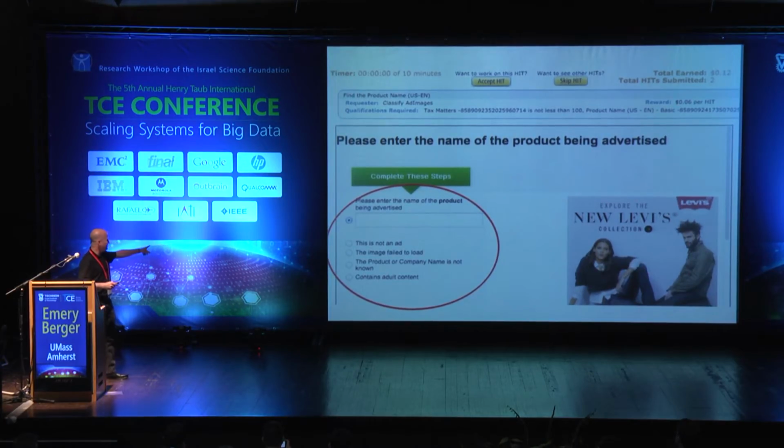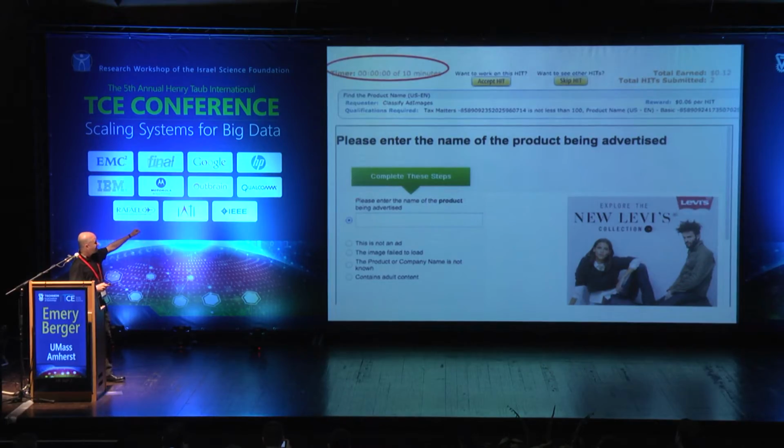This is not an ad. The image failed to load. It contains adult content, et cetera, et cetera. You get 10 minutes to do this, which seems generous. You get a 6-cent reward, which seems less generous. But this is typical of the Mechanical Turk.